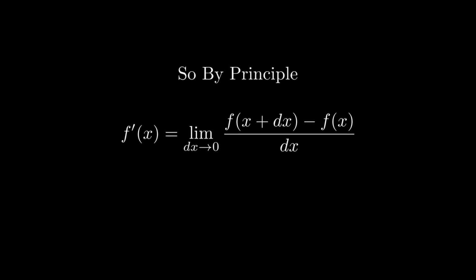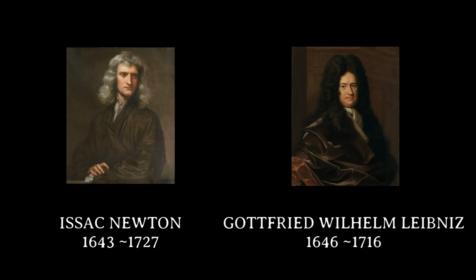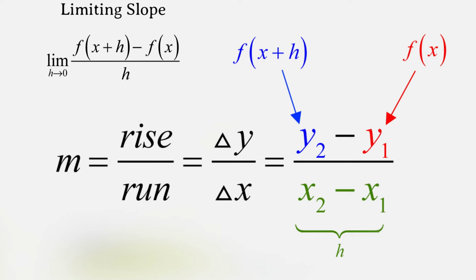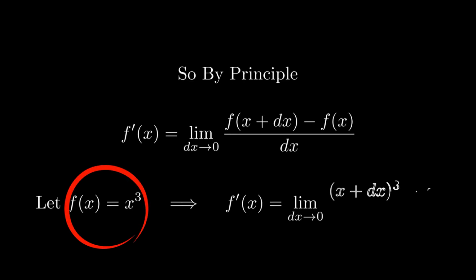This method, known as differentiation from first principles, was independently devised by Newton and Leibniz. It serves as the foundation for finding the derivative, or the limiting slope, of any function. Let's see an example by finding the derivative of x cubed using first principles.